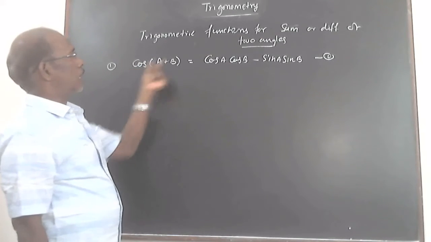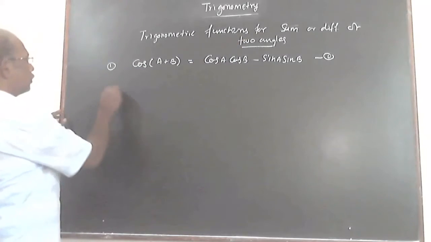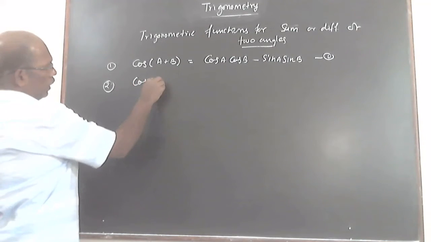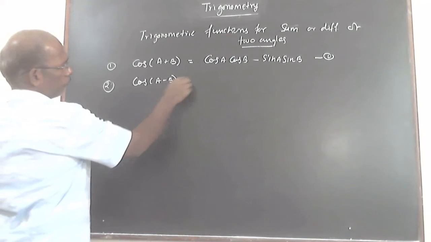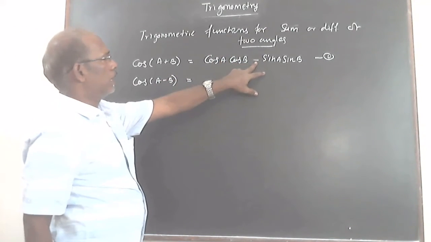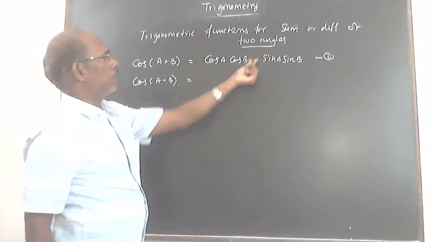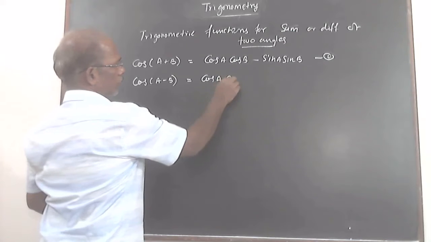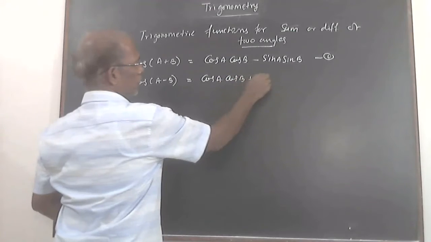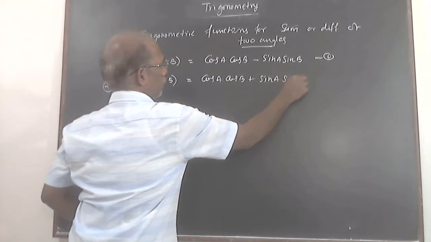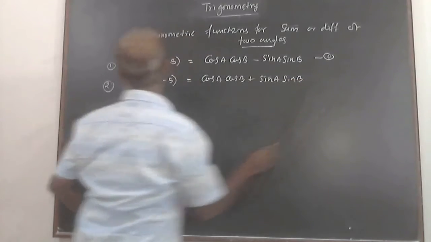For the same cos, the difference of two angles, cos of A minus B: the same terms will come, but the middle sign changes from negative to positive. Cos A cos B plus sin A sin B. This is the second one.